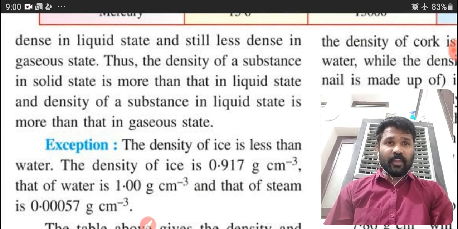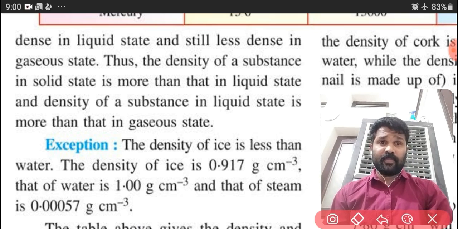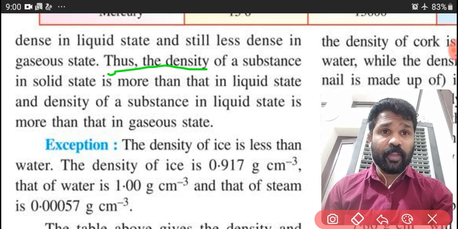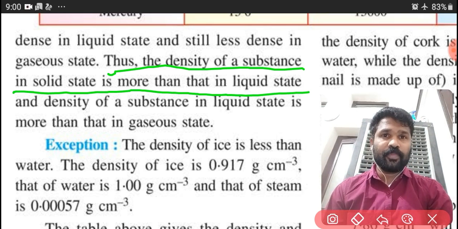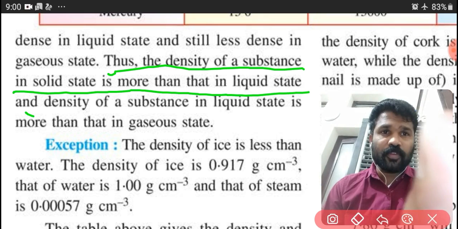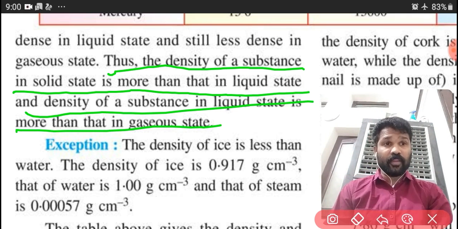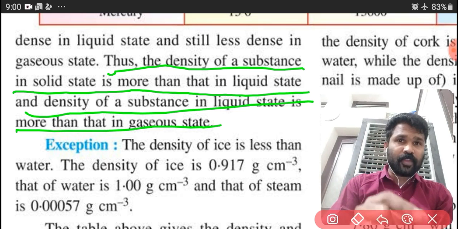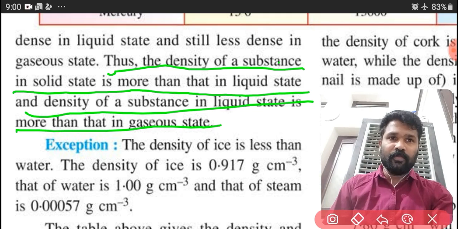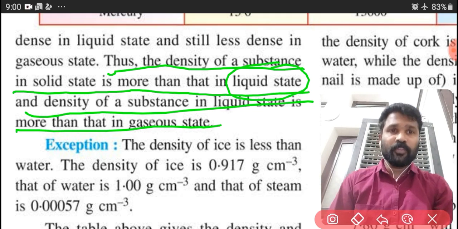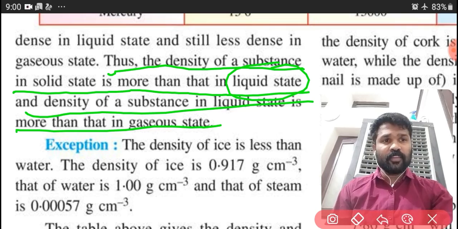Thus, the density of a substance in solid state is more than that in liquid state. You please underline this point. The density of a substance in solid state is more than that in liquid state, and density of a substance in liquid state is more than that in gaseous state. Understood now?